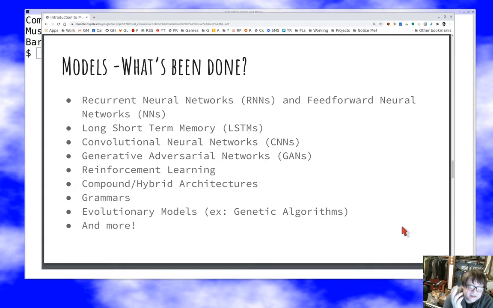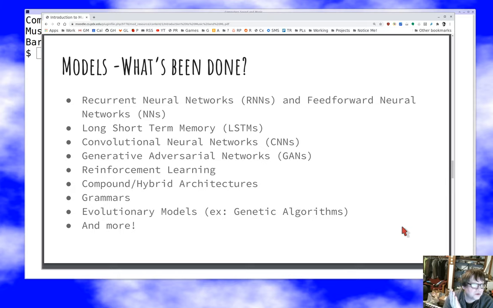Because really, time plays a huge role in audio. It's important that the samples come one after the other, or the MIDI events come one after the other. And RNNs and LSTMs are a way of remembering past stuff that you've seen at the same time that you're looking at the current thing you're seeing in a datum. And that helps us build things that make sense over time.